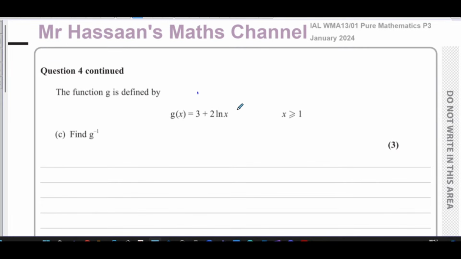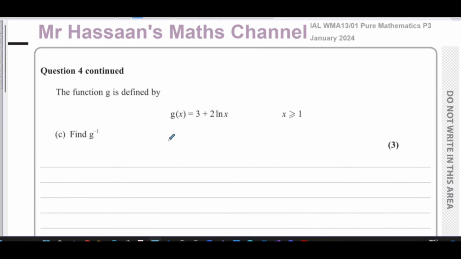Or question part C. Here we're told that a function g, so it's a different function now, is defined by g of x equals 3 plus 2 ln x, where x is greater than or equal to 1. Find the inverse of g of x. Okay, so we're going to find the inverse function.